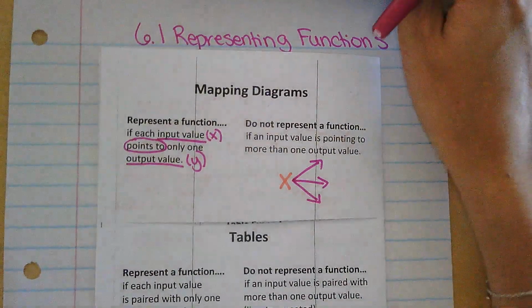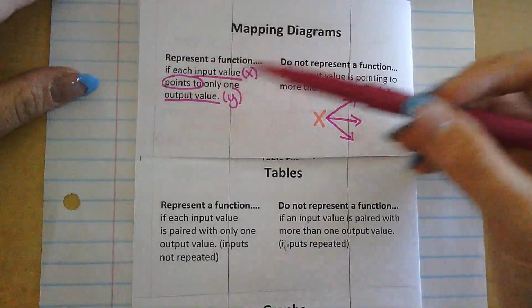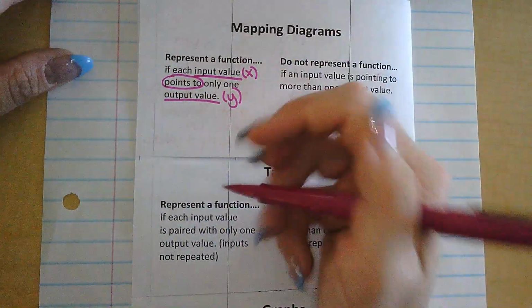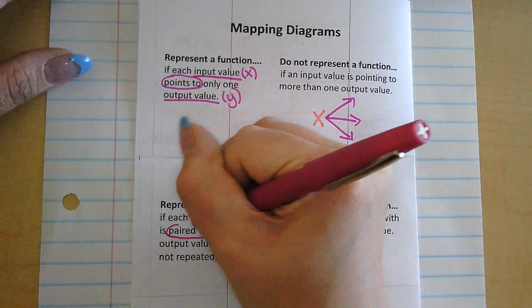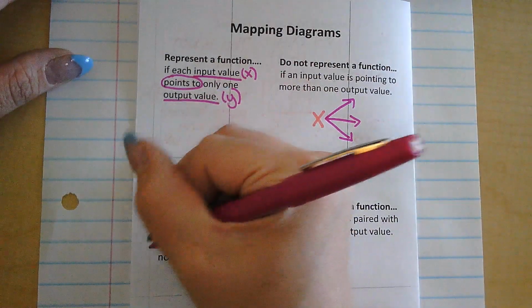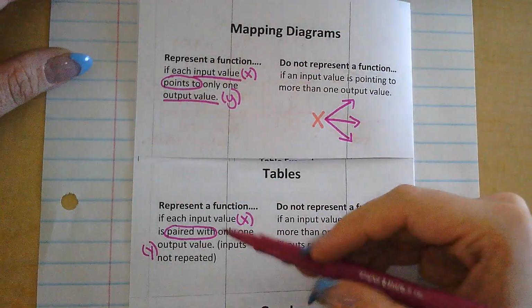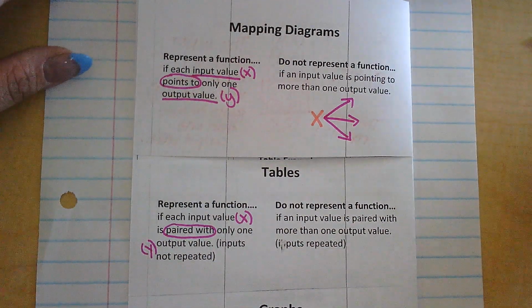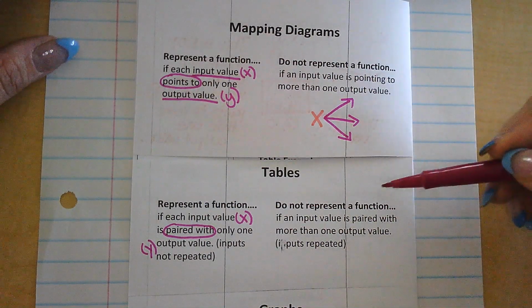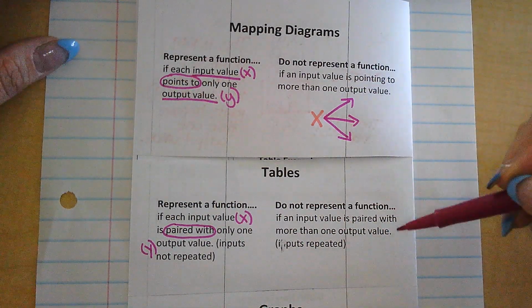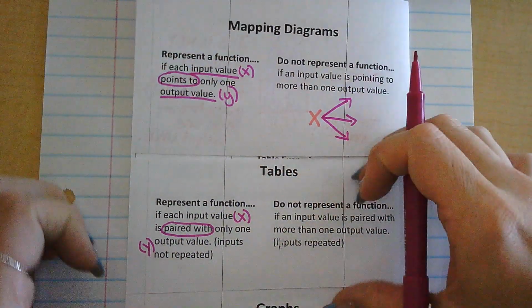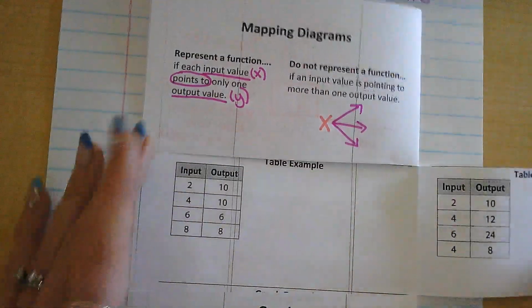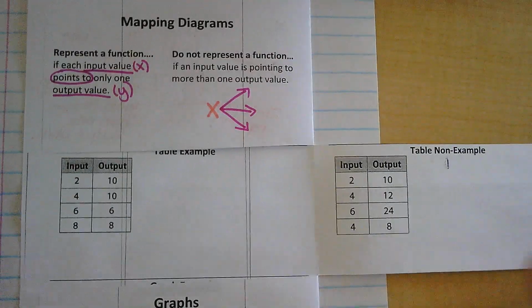Okay, next example is tables. Tables represent a function if each input value, x, is paired with only one output value, y. Once again, if the inputs are not repeated. But it does not represent a function if an input value is paired with more than one output value, or if the inputs are repeated. So let's take a look at these table examples and non-examples.